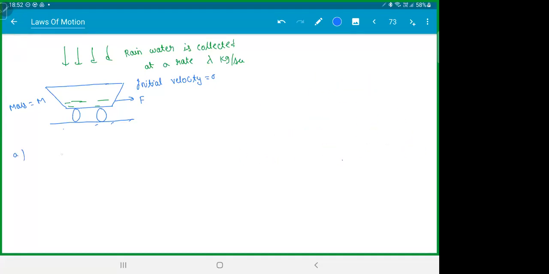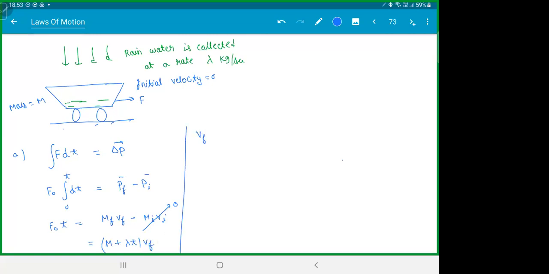So case 1, use this: integral F dt is the change in momentum. So here F naught is constant. So integral F naught dt from 0 to t would be p final minus p initial. Now here, this is F naught into t. This is final mass into velocity final minus initial mass into velocity initial. This term is 0. What is the final mass? Mass of the trolley plus rainwater, which is m plus lambda into time t. Mass of that system is not constant. So this will be v equals F naught t by (m plus lambda t).